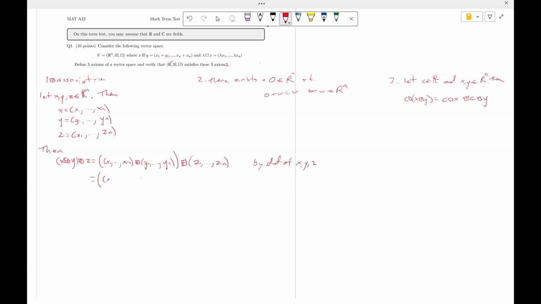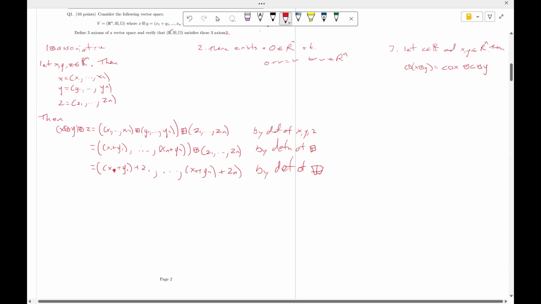This equals X1 plus Y1 up to Xn plus Yn box plus Z1 up to Zn by definition of box plus, which equals X1 plus Y1 plus Z1, repeated up till Xn plus Yn plus Zn, again by definition of box plus.